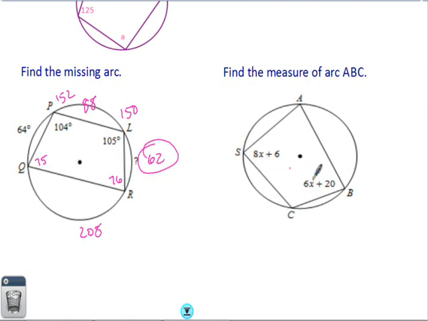Here, we just said that opposite angles in a quadrilateral inscribed in a circle are supplementary, so I can really just add these two together, set them equal to 180. I get 14x equals 154, so x equals 11. That's it for the notes.